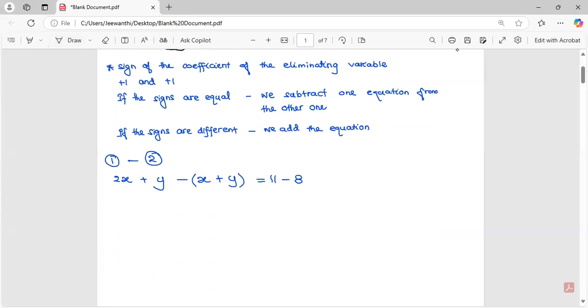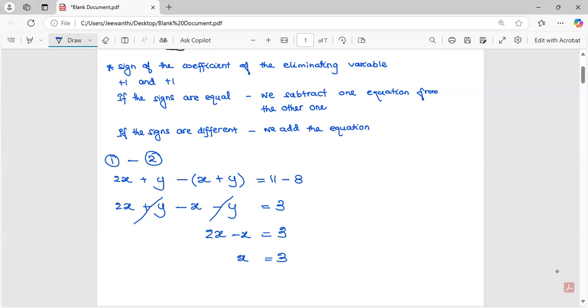Now I want to solve the bracket. Later you will understand why I am putting the brackets, the importance of having the brackets. So here I write 2x plus y minus x, minus times y, minus y, equal to 3. Positive y and negative y we can cancel. Then we have 2x minus x equal to 3, so x equal to 3.